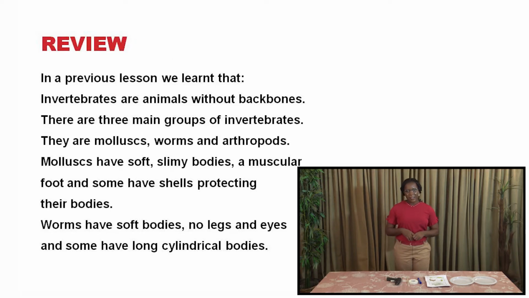In a previous lesson, we learned that invertebrates are animals without backbone. There are three main groups of invertebrates. They are mollusks, worms, and arthropods. Mollusks have soft, slimy bodies, a muscular foot, and some have shells protecting their bodies. And worms have soft bodies, no legs and eyes, and some have long cylindrical bodies.